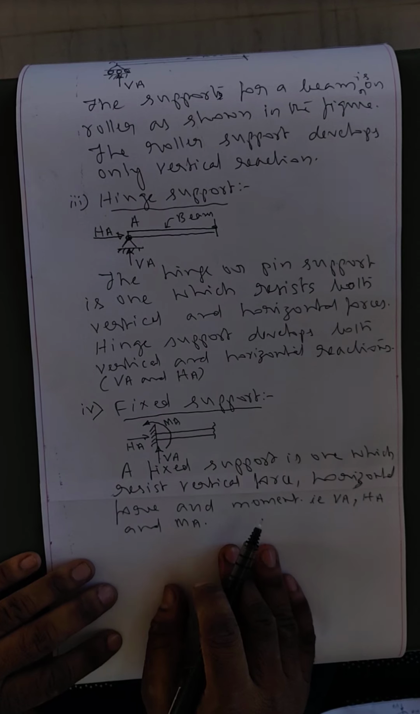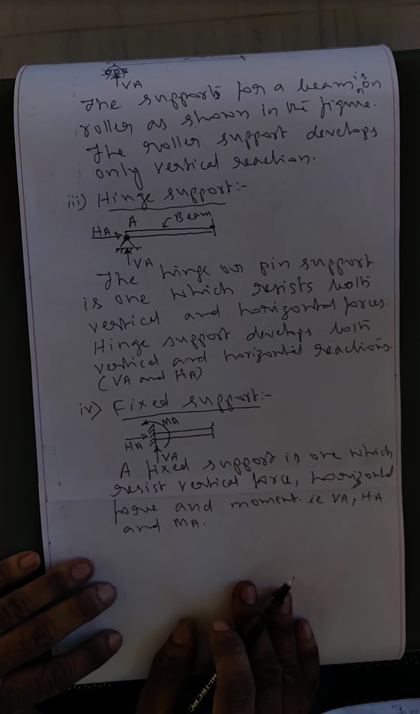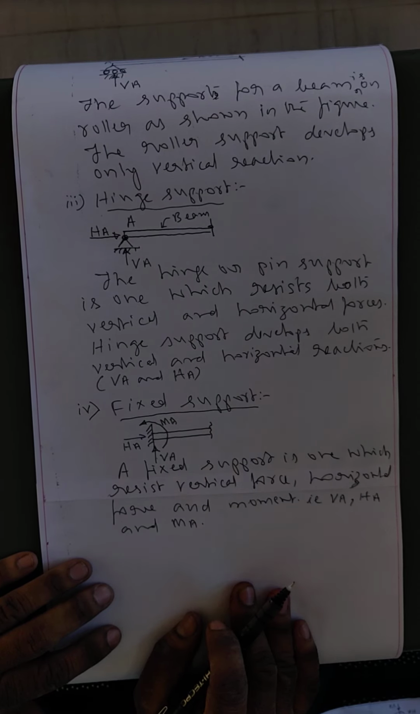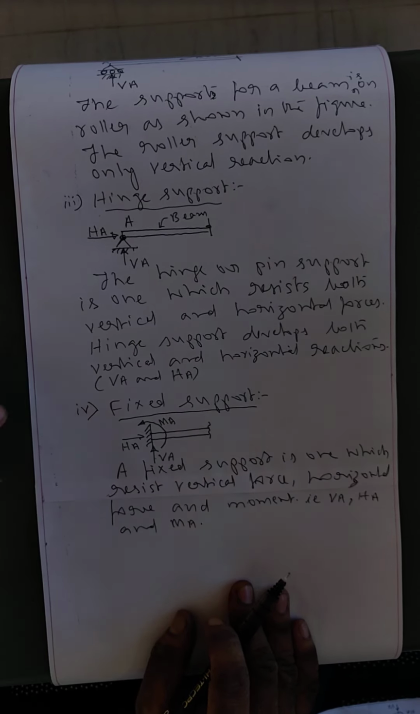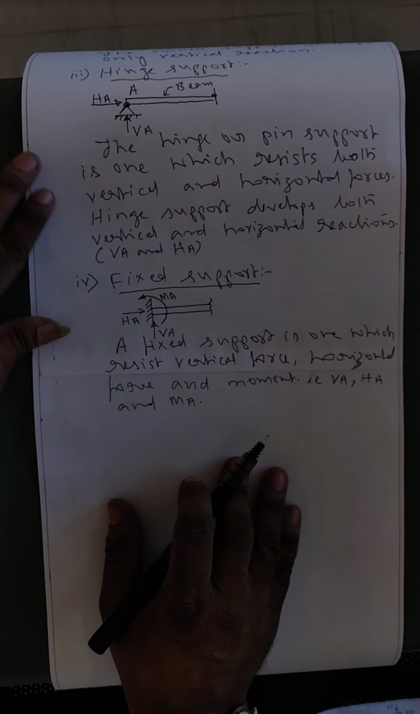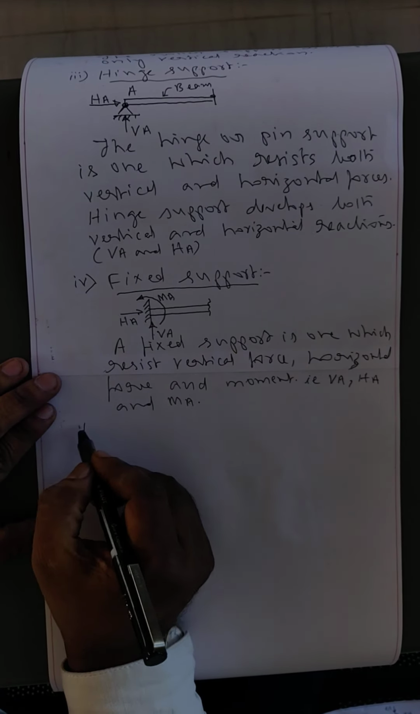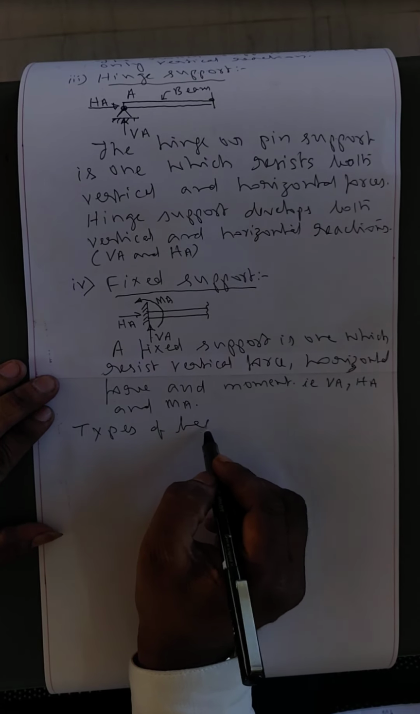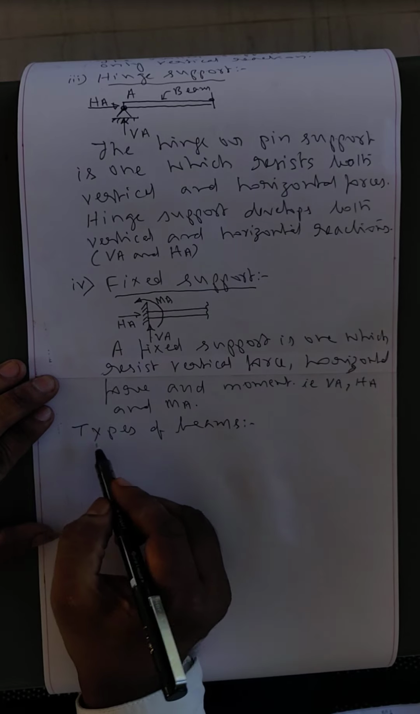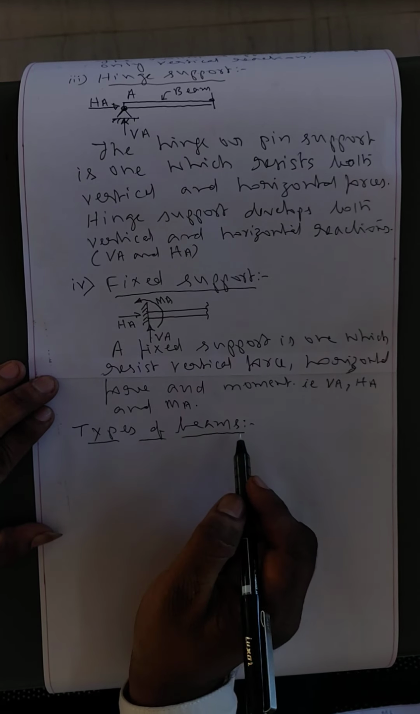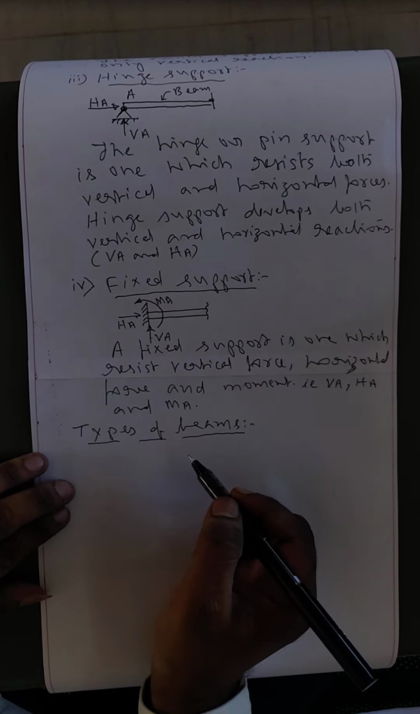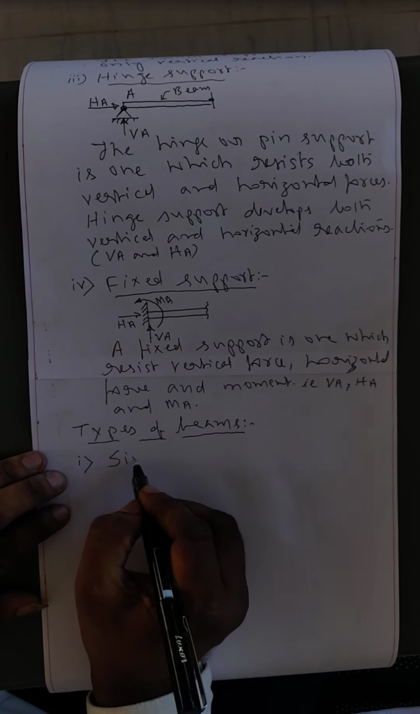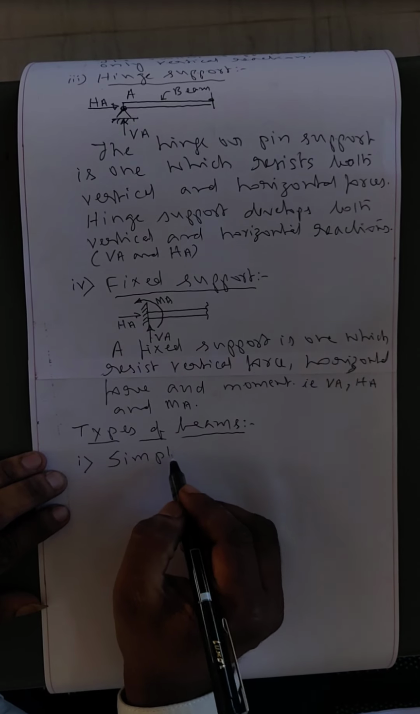Next, we studied the different types of supports. Now we will see the types of beams. Next is types of beams. The first one is simply supported beam. In this, the first one is simply supported beam.